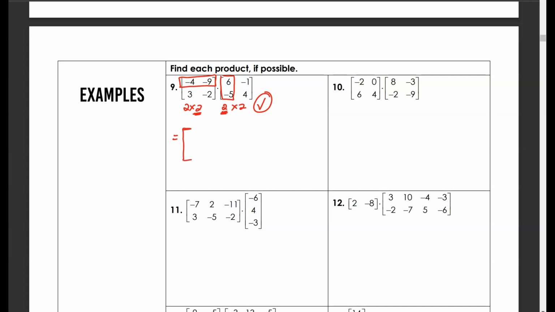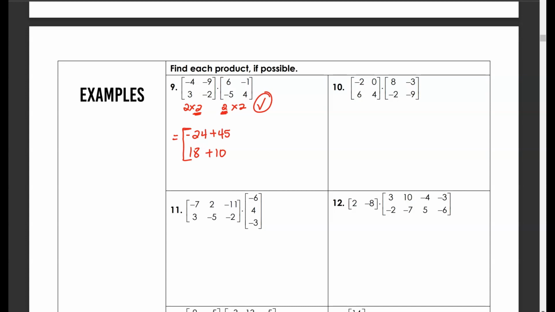So that row times this column, so it's going to be negative 4 times 6, that gives me a negative 24. Negative 9 times negative 5, that's going to give me a positive 45. Okay, so that's the first element. We'll add it up in a second. Now we're going to take this row, multiplying it by this column, element by element. So 3 times 6, that's going to give us 18, plus negative 2 times negative 5, which is a positive 10.